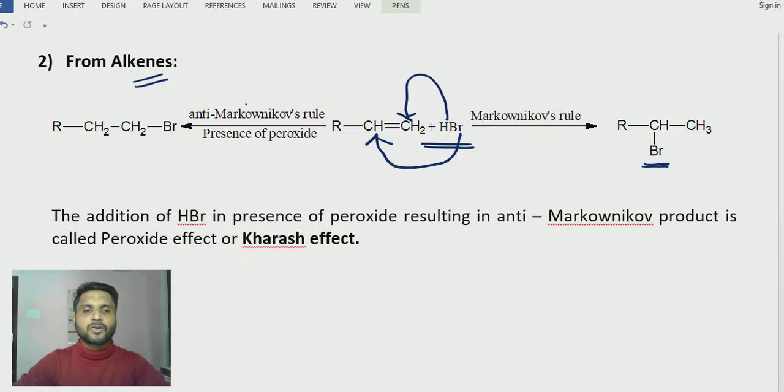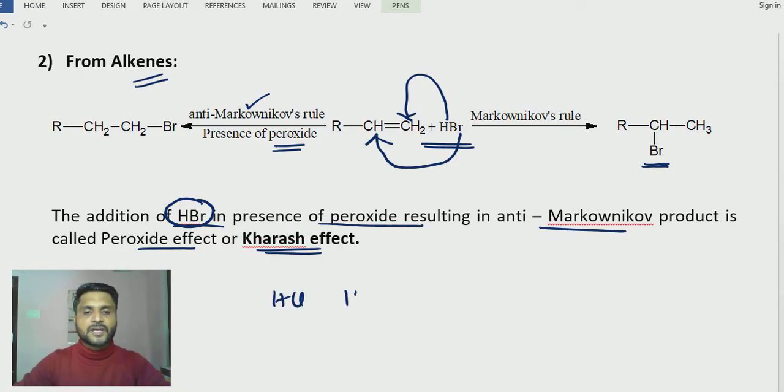What is the anti-Markovnikov rule? For that you make use of a peroxide, like organic peroxide, benzoyl peroxide. So here a reverse addition takes place, that of the Markovnikov rule. Remember, the addition of HBr in the presence of peroxide results in the anti-Markovnikov product, also called the peroxide effect or the Kharasch effect. Remember, only HBr is added to the alkene using the anti-Markovnikov rule.